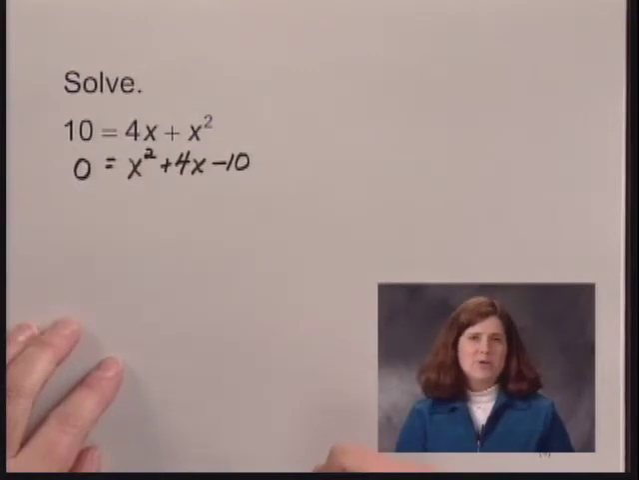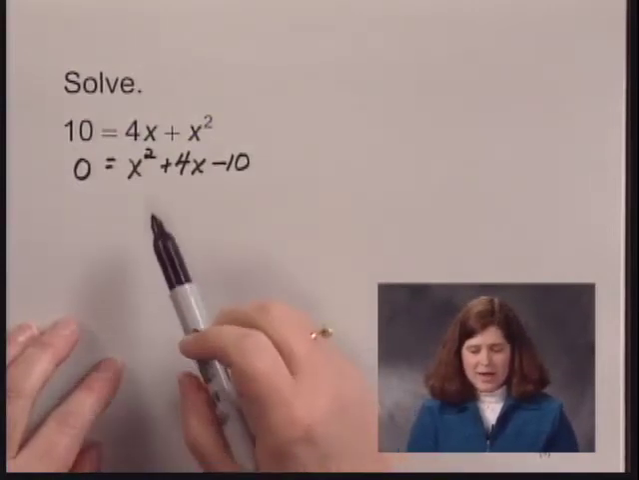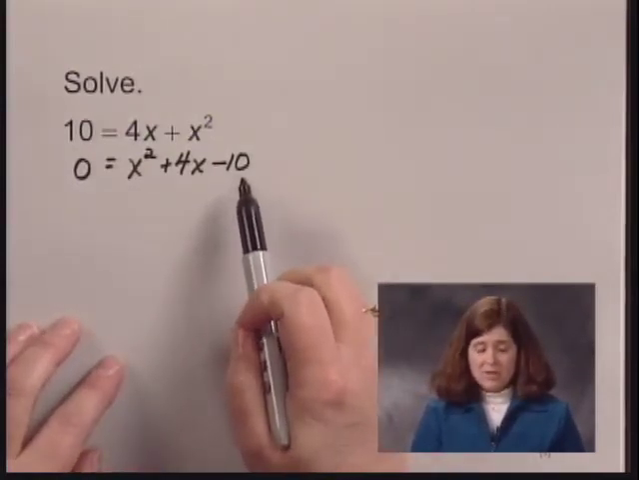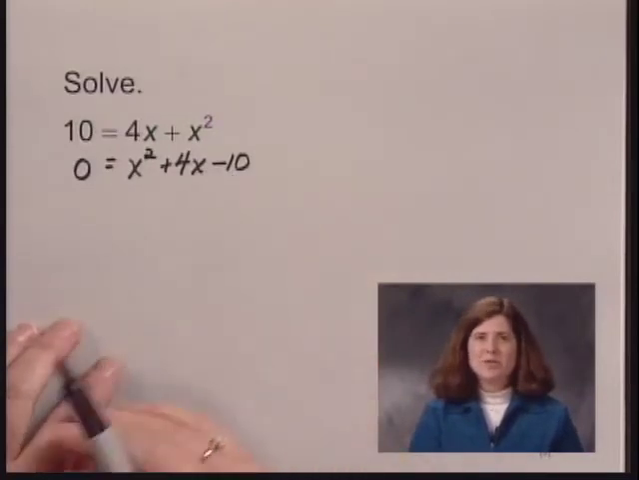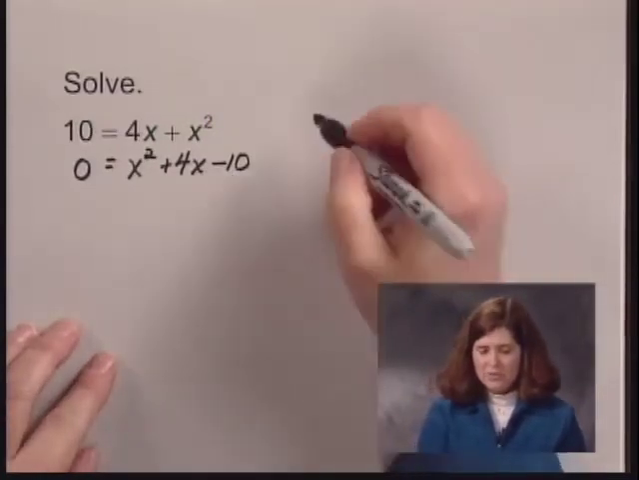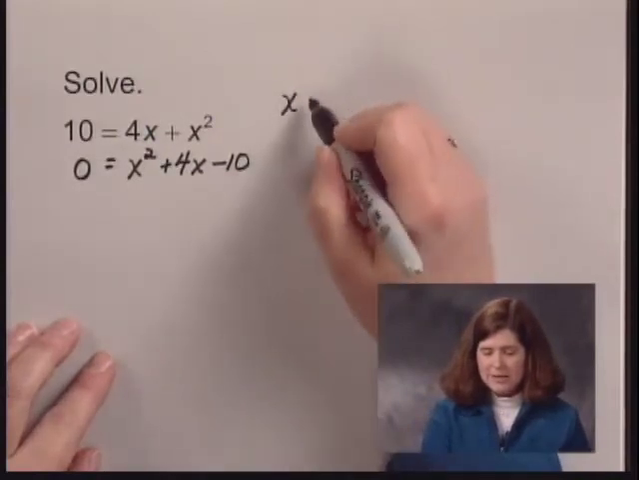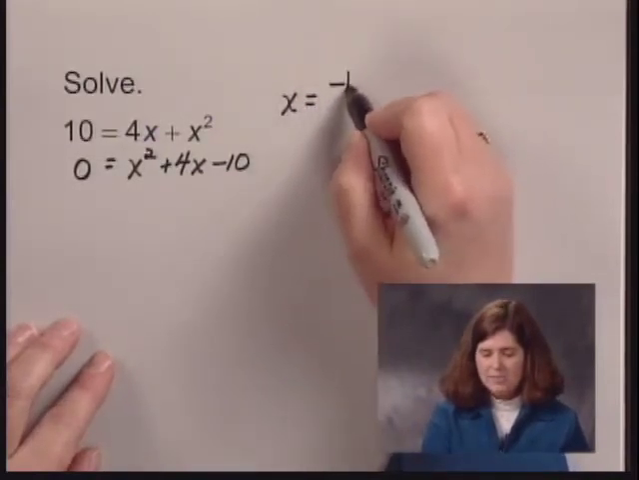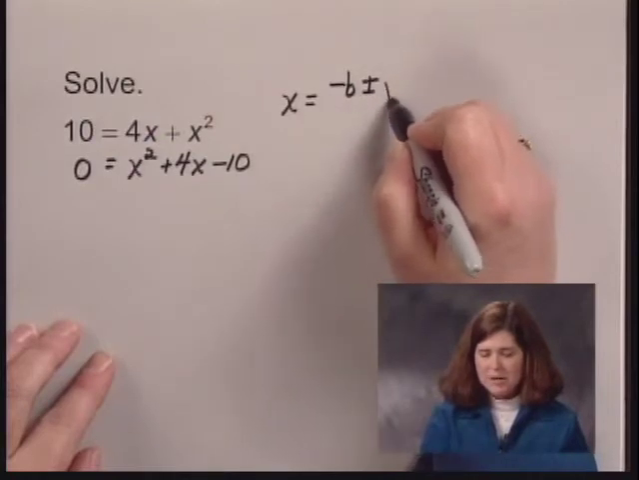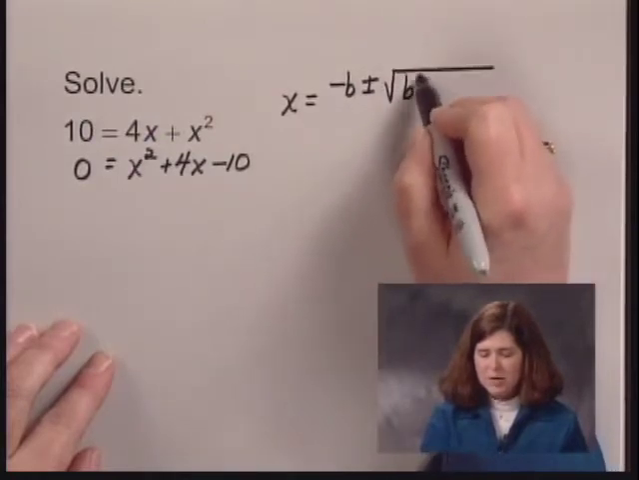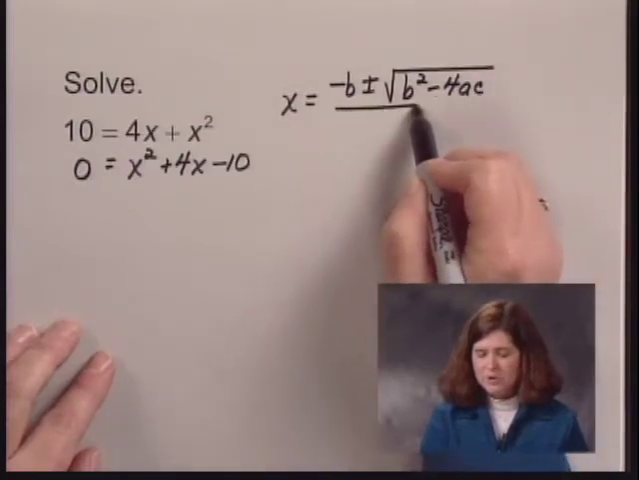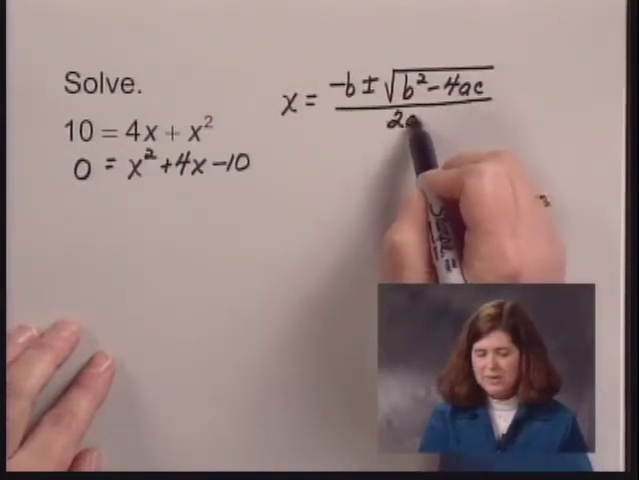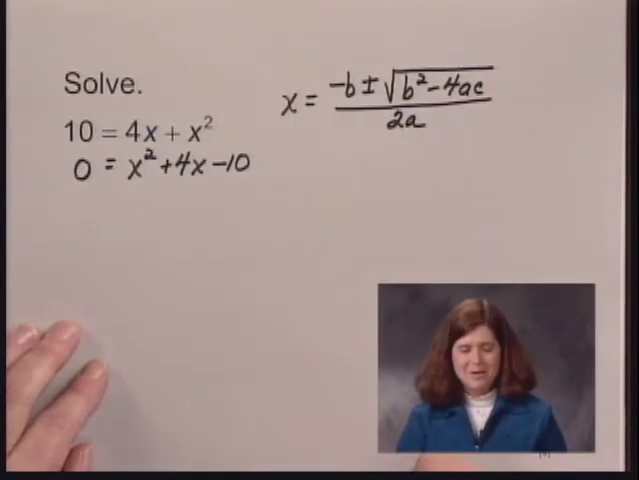The next thing I would do would be attempt to factor. I don't see a way to factor this. In fact, there isn't one. Even if there was one and I didn't see it, I could still use the quadratic formula. The quadratic formula is x equals the opposite of b plus or minus the square root of b squared minus 4 times a times c all over 2a. And it's a good idea to write this down so that you substitute correctly.